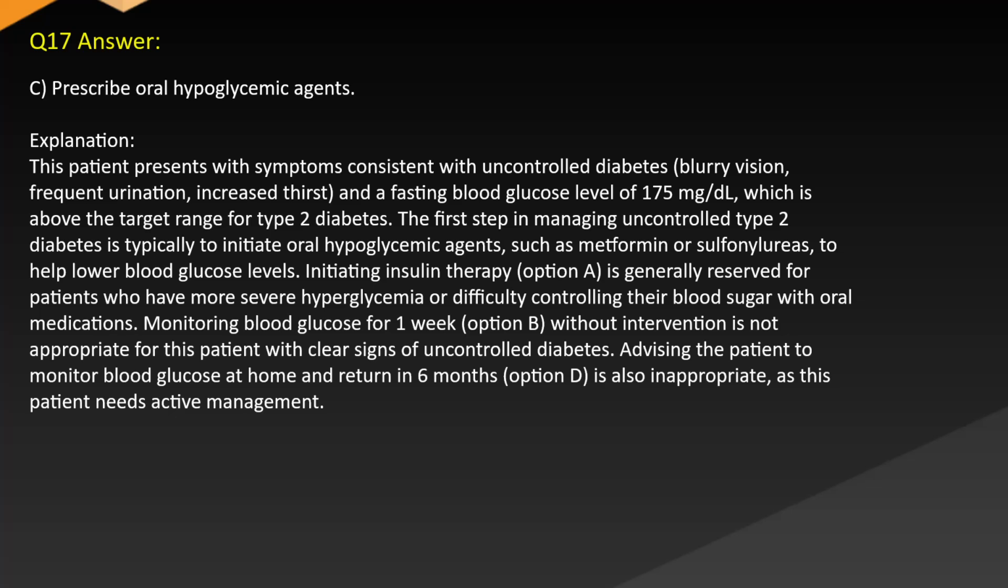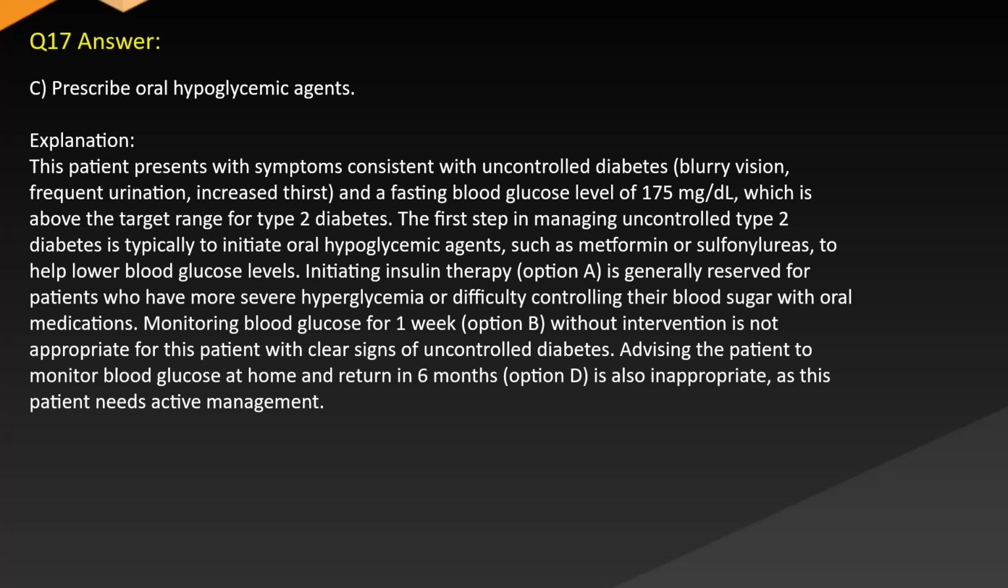Answer: C. Prescribe oral hypoglycemic agents. Explanation: this patient presents with symptoms consistent with uncontrolled diabetes: blurry vision, frequent urination, increased thirst, and a fasting blood glucose level of 175 mg/dL, which is above the target range for type 2 diabetes. The first step in managing uncontrolled type 2 diabetes is typically to initiate oral hypoglycemic agents, such as metformin or sulfonylureas, to help lower blood glucose levels.